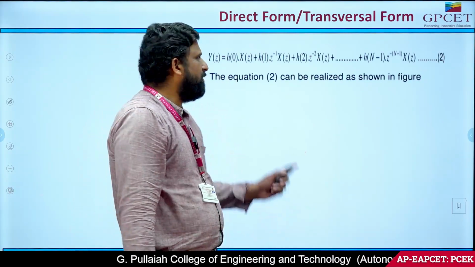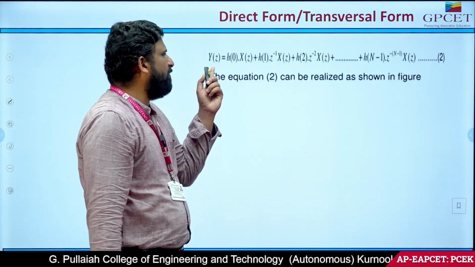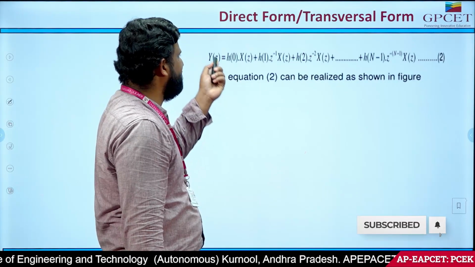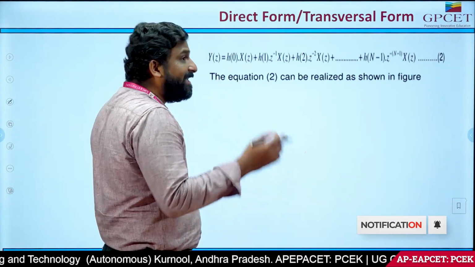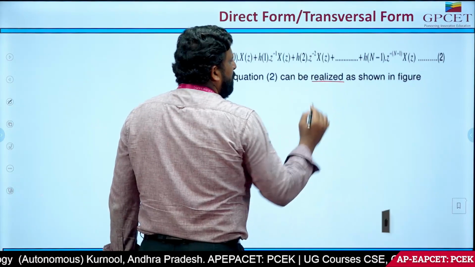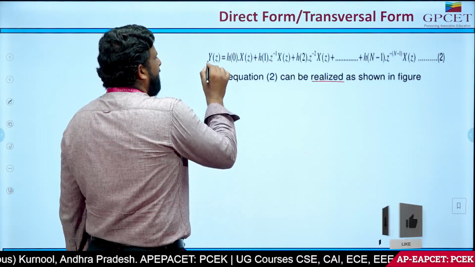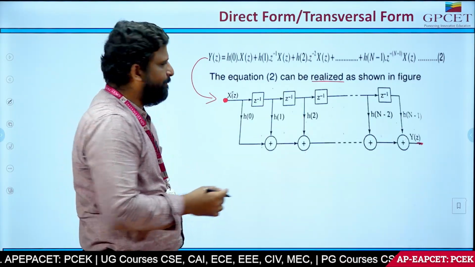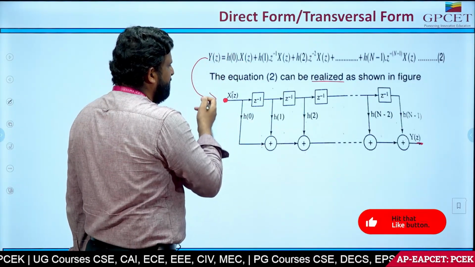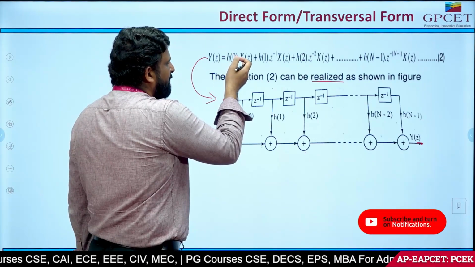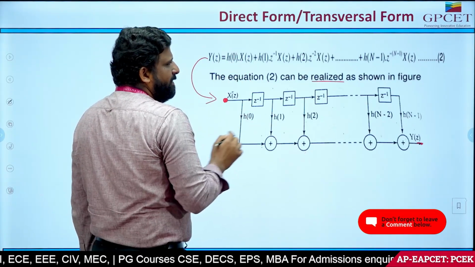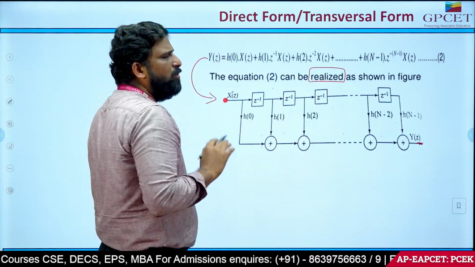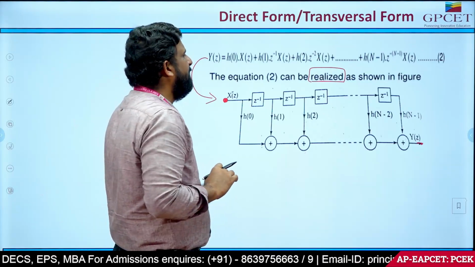After realizing, you can see what we have done. We have converted the thing into the transfer function. Now we are realizing, and what is meant by realization? Converting the transfer function Y of z into a block diagram. After getting the transfer function, I am converting the transfer function into the block diagram representation. That's why we are calling it realization. Now we will see how this particular diagram is to be realized.